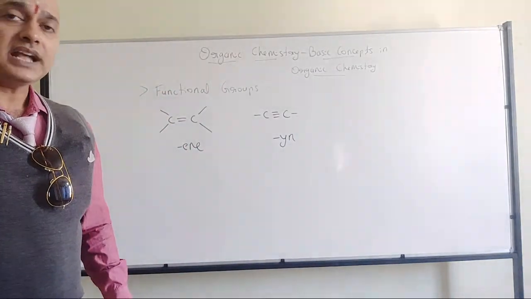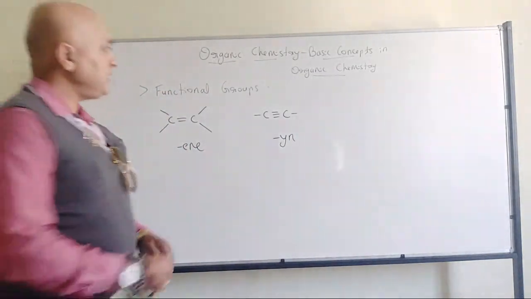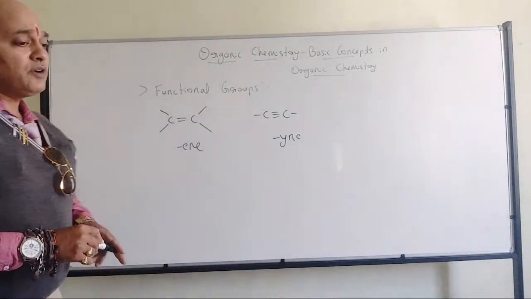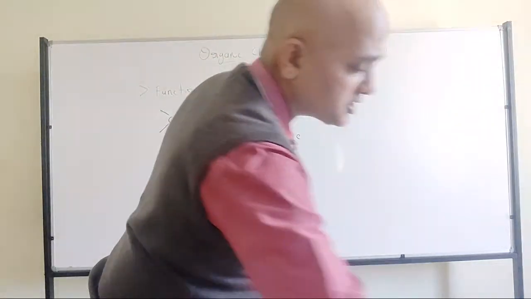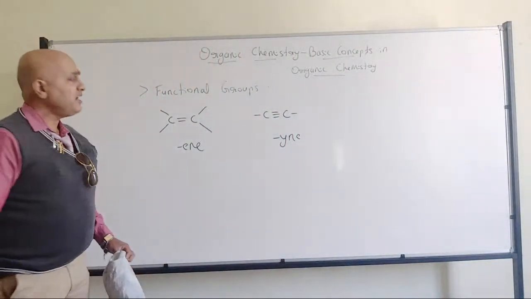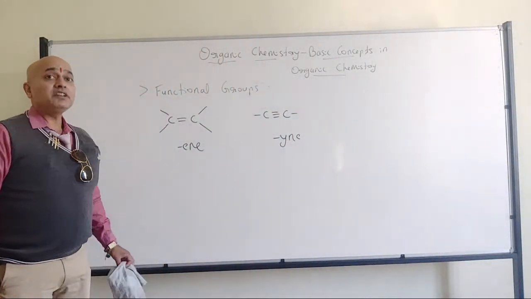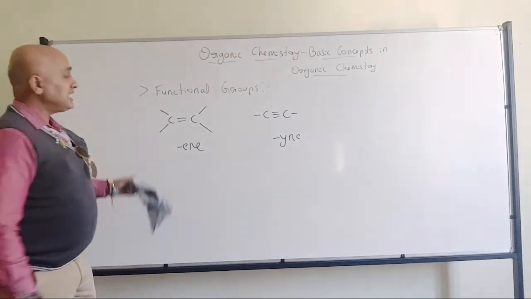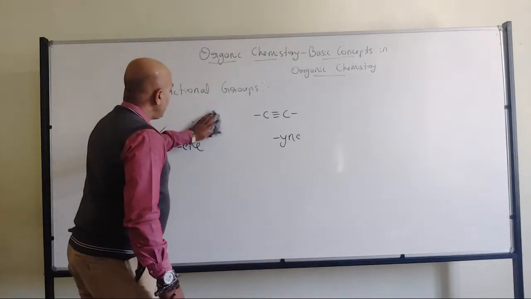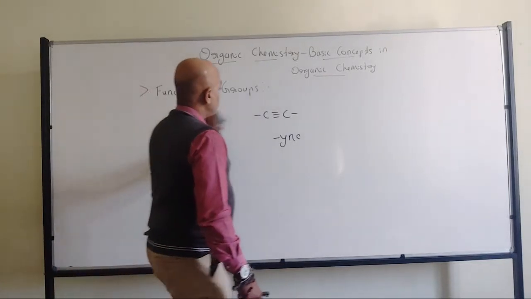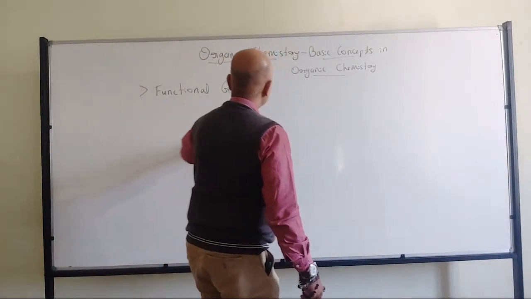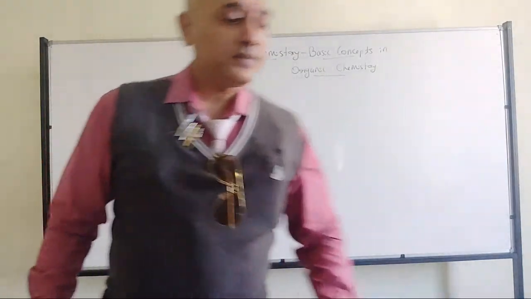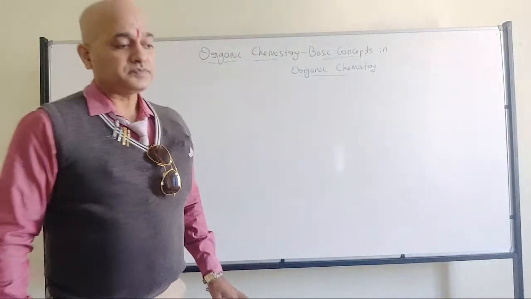YN. Okay? Ethyne. Like that it will end up with. Now that's where we have ENE, YNE. All of you have understood? So even double bonds and triple bonds will be considered as functional groups, because even they are the reactive part of the given organic compound. Therefore they are also considered as functional groups. If you got my point, any doubts?